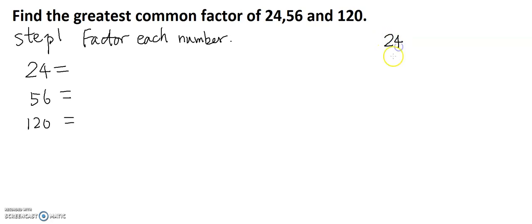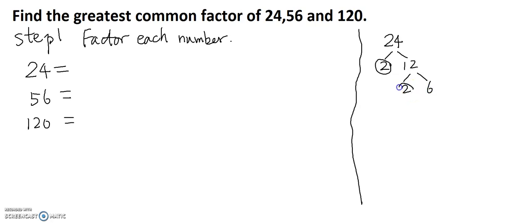We can use the factoring tree. So let's do it up here. 24 we can break down as 2 times 12. And 2 is already prime. We circle it. And 12 is not. We continue to break down 12 as 2 times 6. And this 2 is already prime. And 6 is not. We're going to continue to factor 6 as 2 times 3. And now all the numbers are prime. So we're going to write down the numbers we circled. And we put it over here for 24. So we get 2 times 2 times 2 times 3.